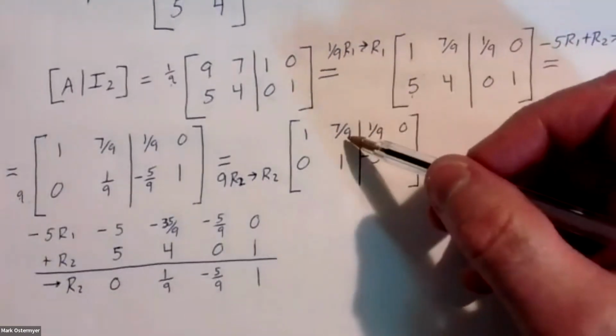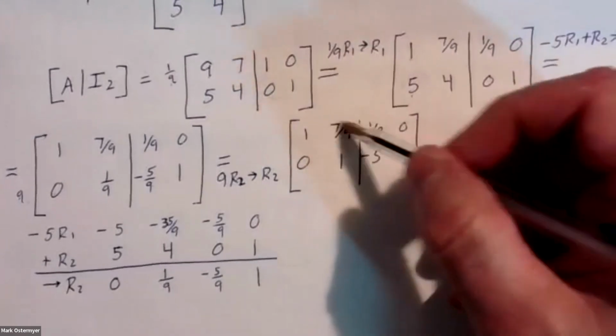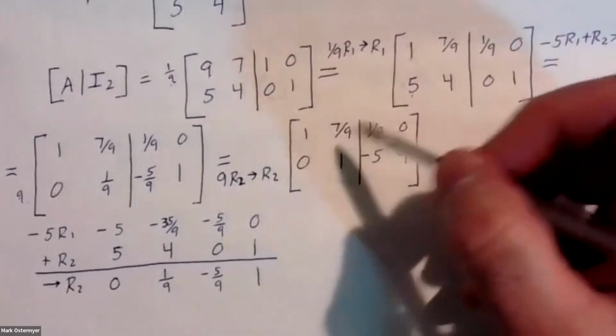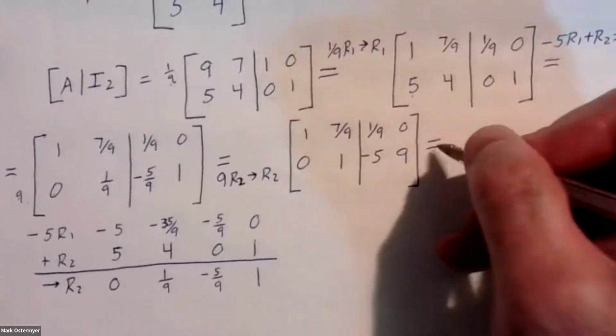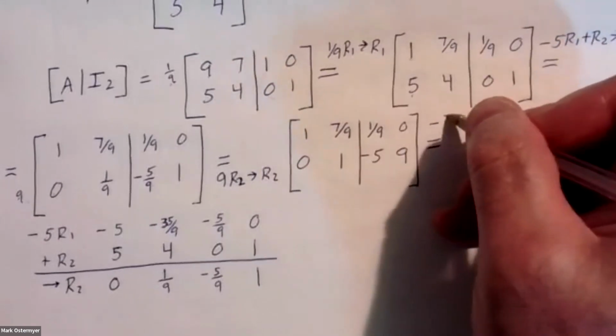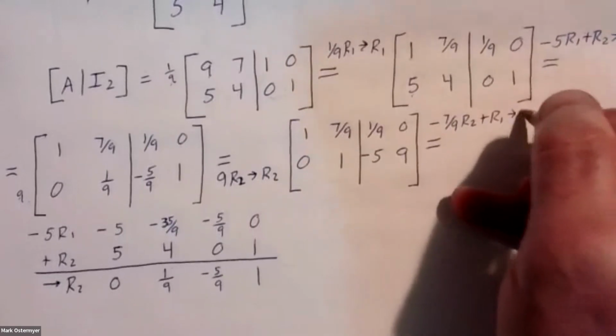Now I'm going to make this 1,2 entry become a 0. Because remember, I'm trying to make this matrix to the left look like my 2x2 identity matrix. So where do I get -7/9 to add to row 1 to make this go to 0? Well, I'm going to multiply row 2 by -7/9, add it to row 1 to form a new row 1.